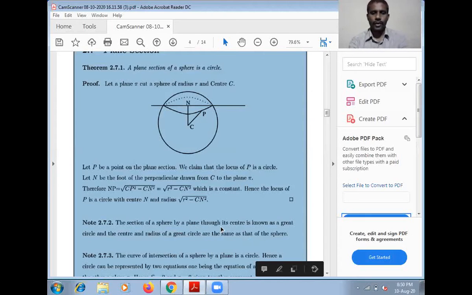So any plane passing through the center of the sphere is known as a great circle, and the center and radius of the great circle are the same as those of the sphere.